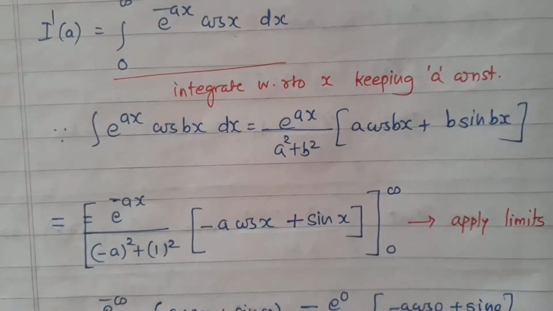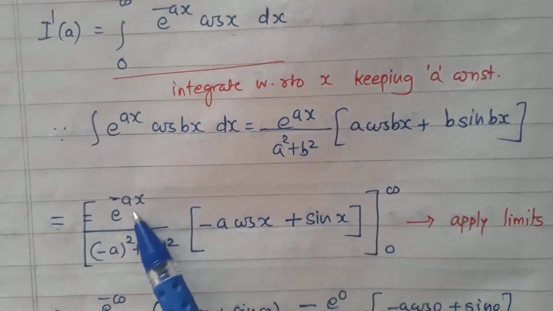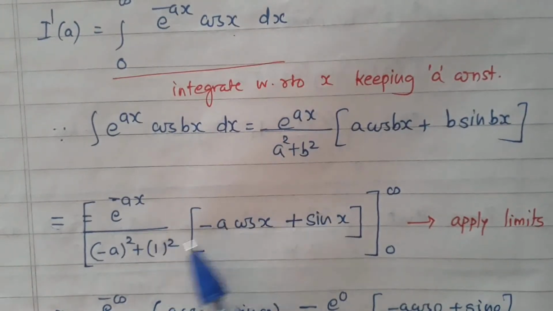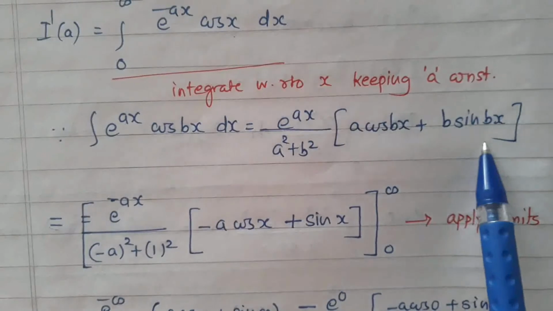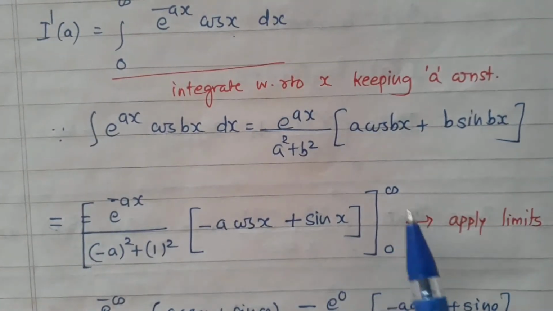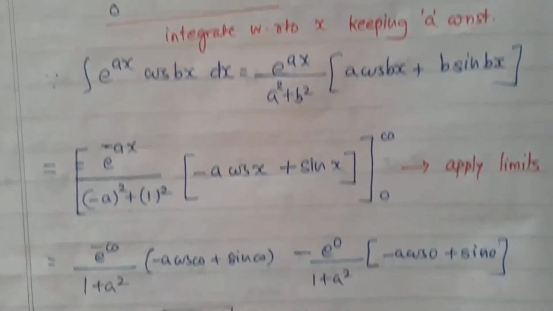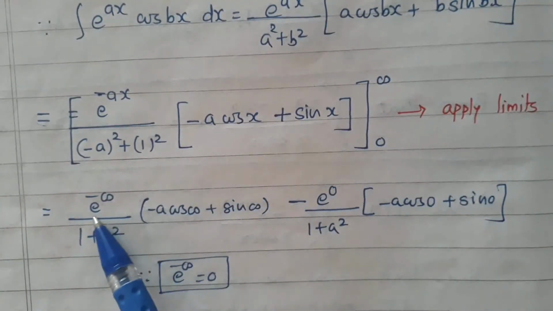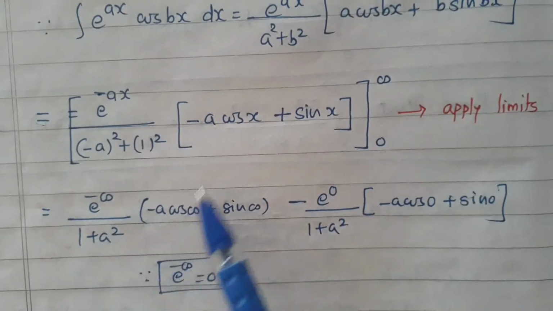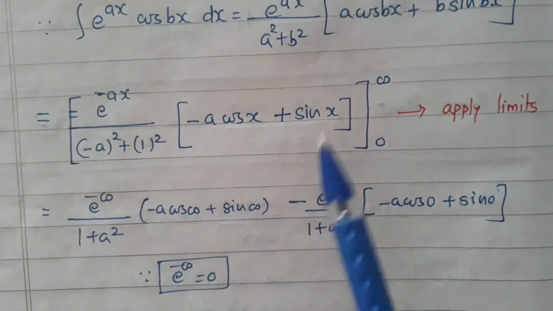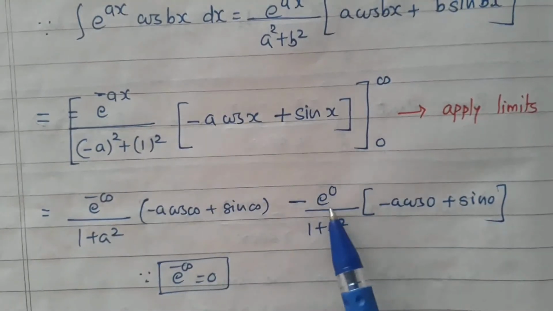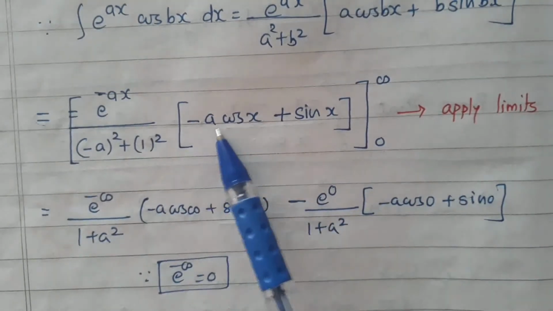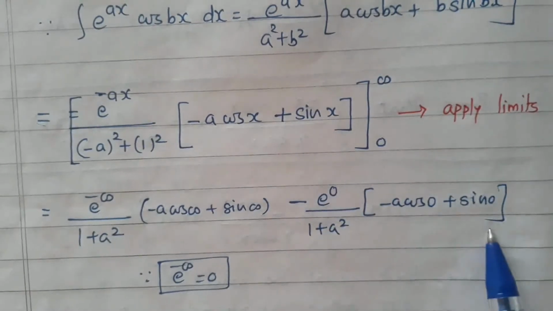So the next step is here. Replace a by minus a, upon a by minus a square plus 1 square. Resubstitute all these values here and apply the limits 0 to infinity. If we apply the upper limit here, this is e raised to minus infinity upon 1 plus a square, times minus a cos of infinity plus sin of infinity, minus the lower limit, e raised to 0 upon 1 plus a square, times minus a cos 0 plus sin 0.